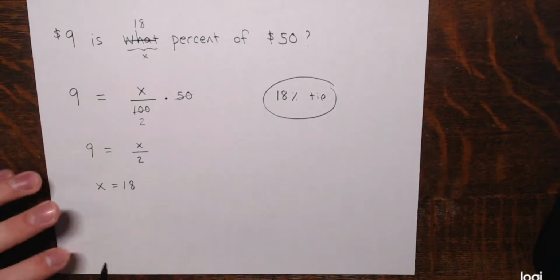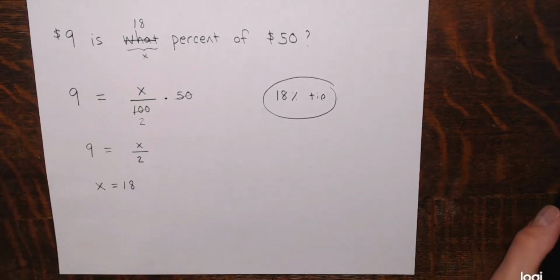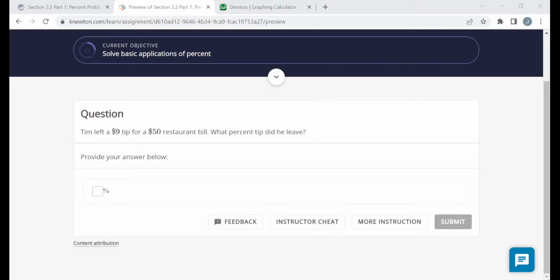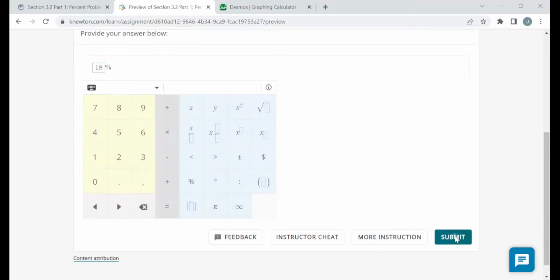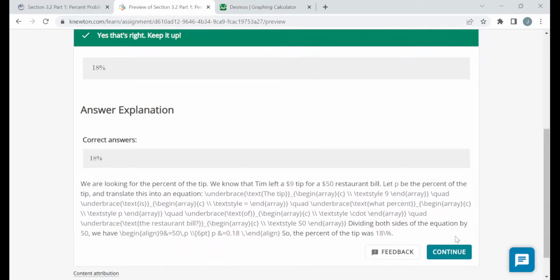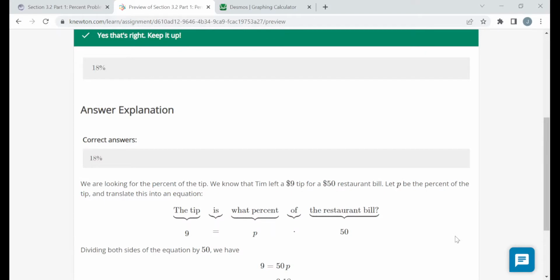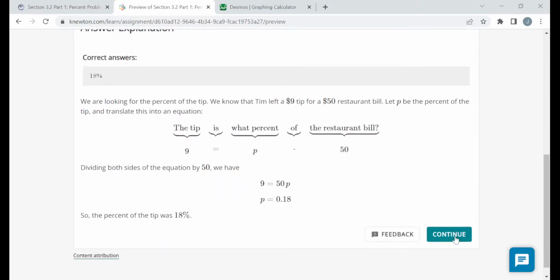Now they already have the percent symbol there. I just need to write the 18. All right. Next question.